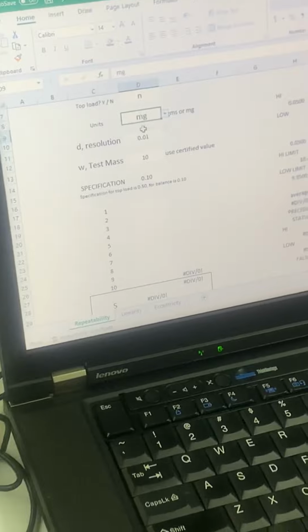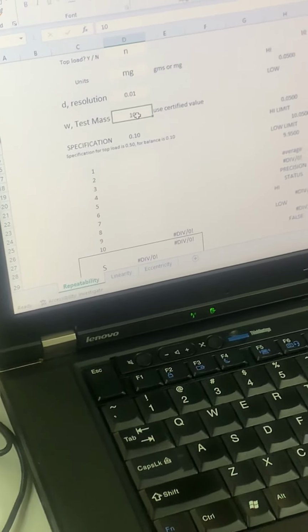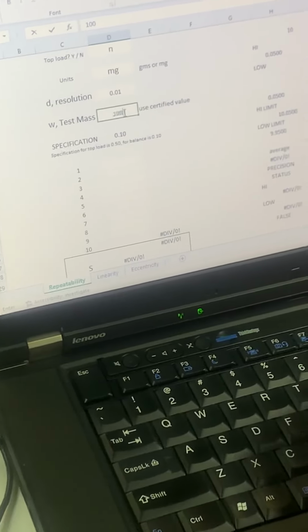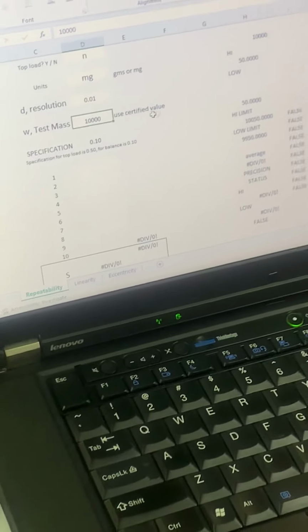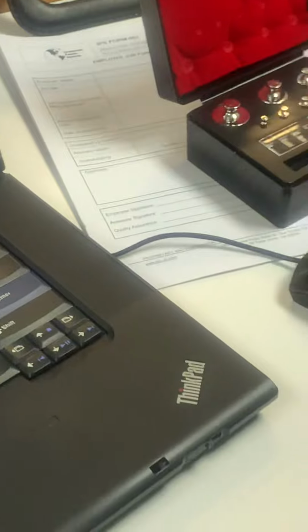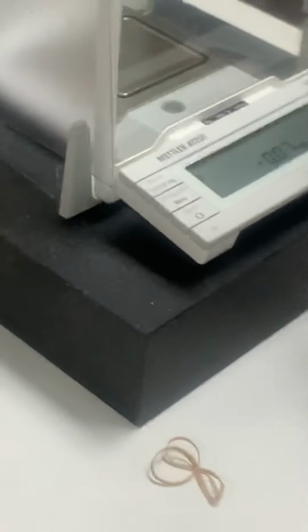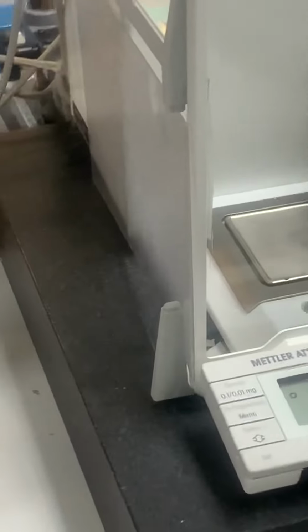Some milligrams then, man. So we'll just change this to milligrams. Okay, and so let's say this is going to be 10,000 then, because we're in milligrams, right? So 10,000 milligrams, or 10 grams. So we're just going to go in now and measure. Normally you want to zero it, but this is just for training purposes.